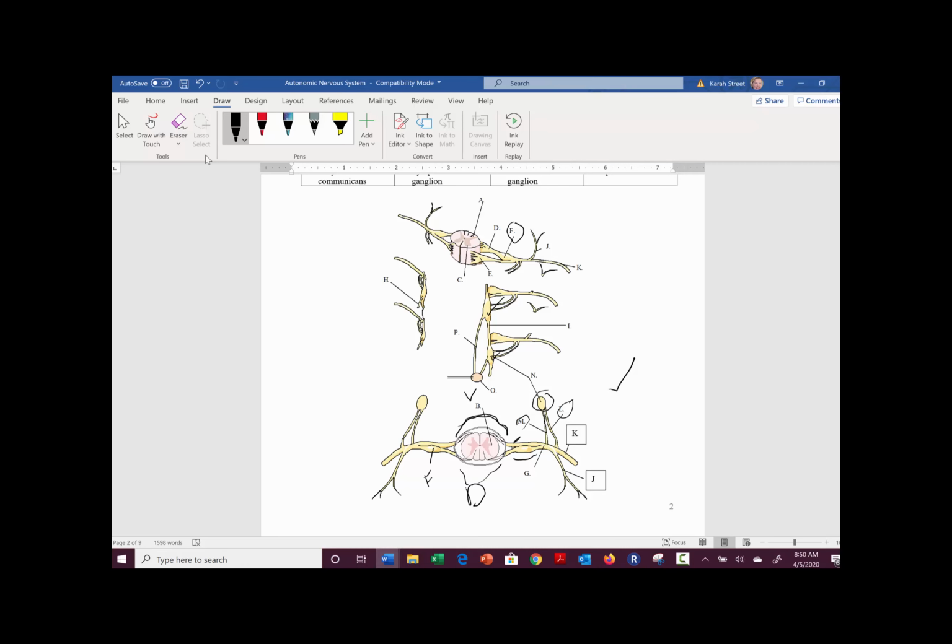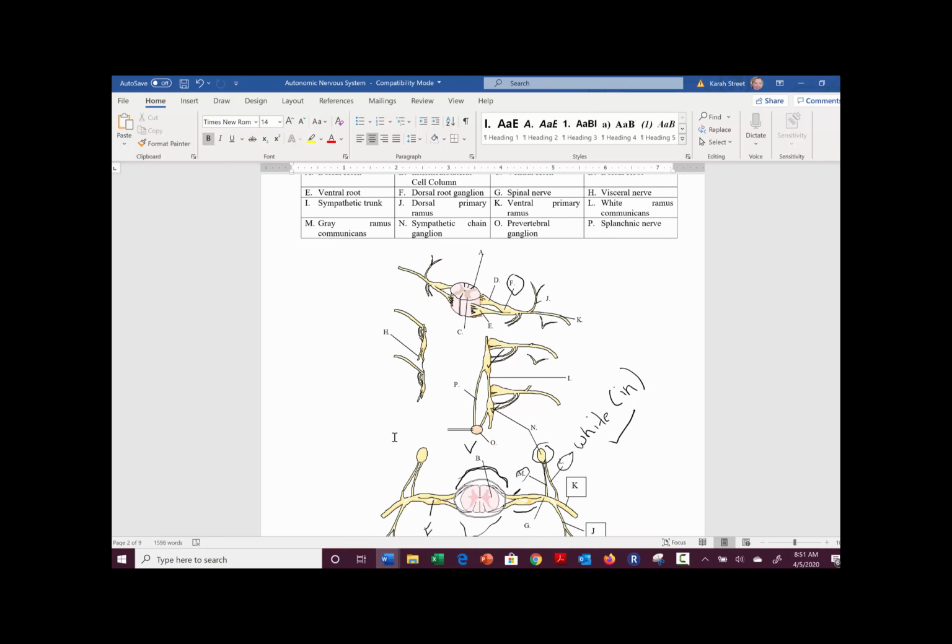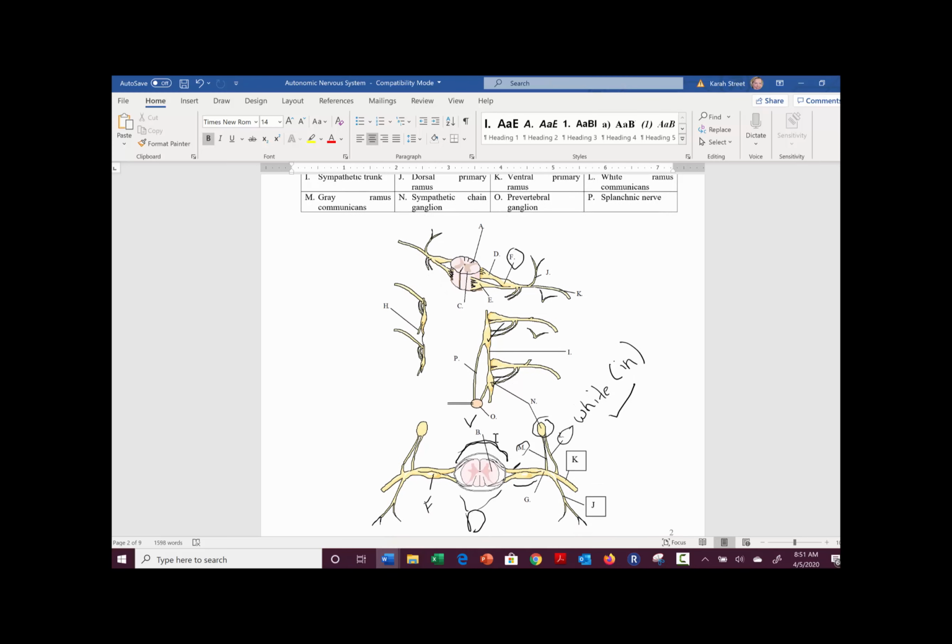Both the white ramus, which is letter L, and the gray communicating ramus, which M is pointing to, are carrying outgoing commands to involuntary effectors. So the white ramus is the incoming part, and the outgoing part leaving the sympathetic trunk is the gray. And again, you can see that up here. We have the L being the white ramus and M being the gray ramus communicans.